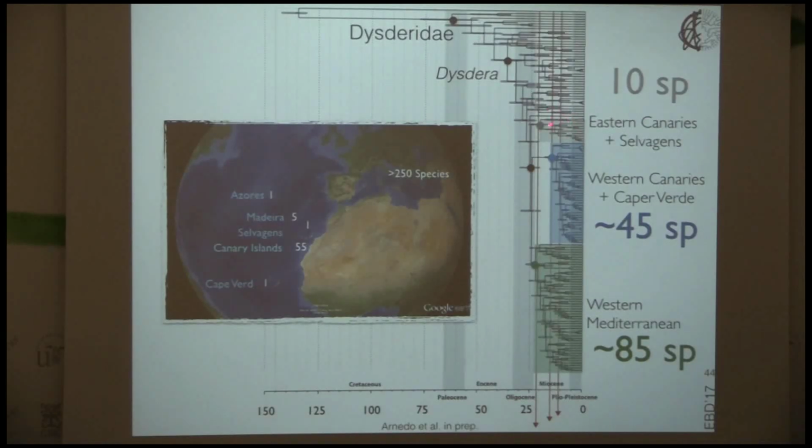We still have not resolved if these two groups are monophyletic, meaning if the Canaries were colonized once or twice, one in the Eastern and one in the Western. But anyway, we are now very interested in working on this particular group, trying to understand how 45 species evolved in this particular island system.